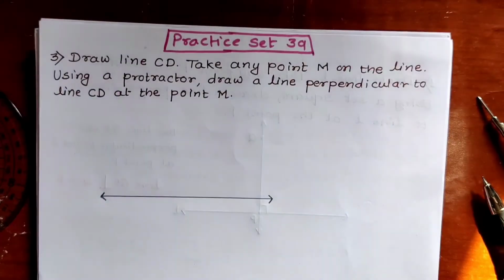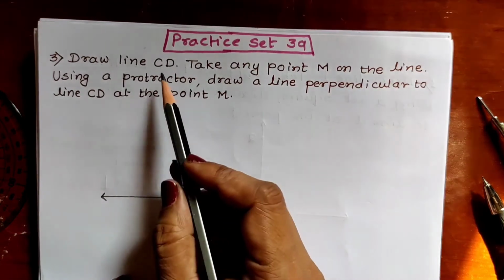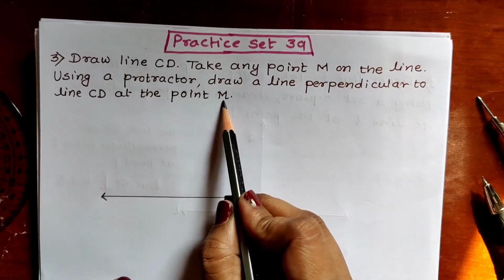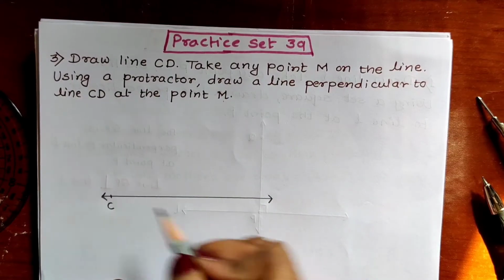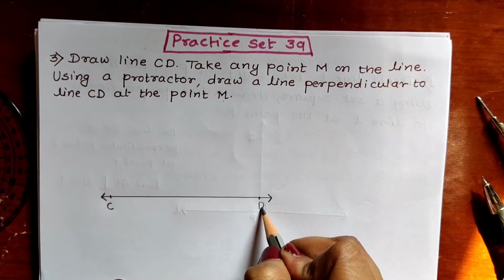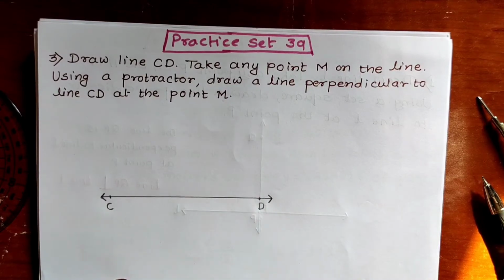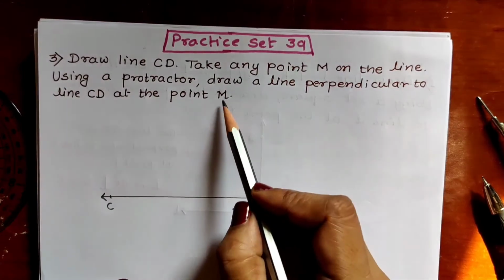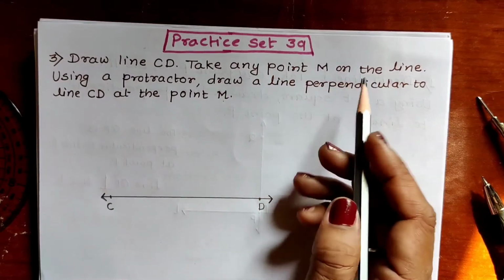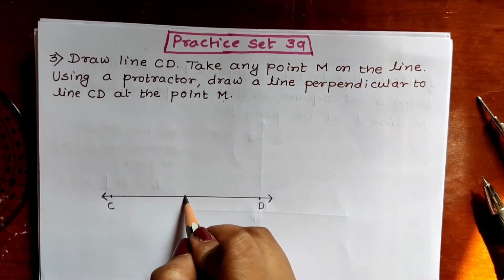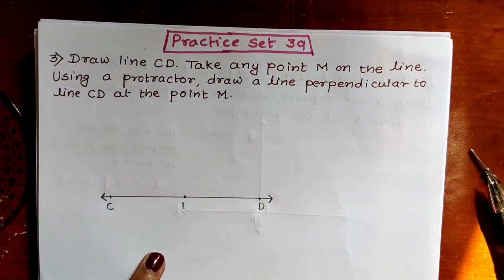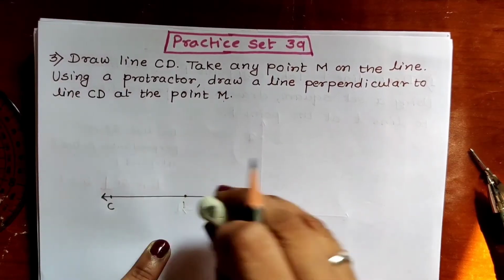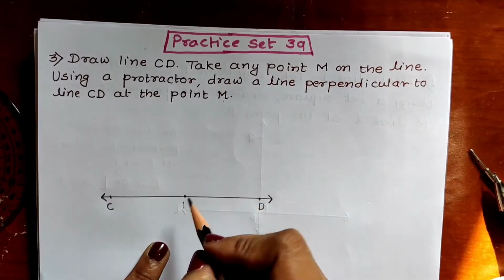So let us draw any line. Here I have drawn one line. We have to give the name CD and we have to take point M somewhere. So C and D we can write here at the end of this line, and point M we have to take any point M on this line. So I am taking point M here. I will write the name afterwards.